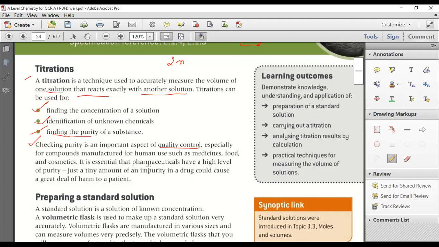It is essential that pharmaceuticals have a high level of purity. Just a tiny amount of any impurity in a drug would cause a great deal of harm to a patient. Now, suppose I say paracetamol or any other medicine, they should be pure. If there is any impurity in it, it is not a good sign. If medicines have some impurity, then it will create a new problem. Or if the medicine is not that pure, what will happen? It will not cure you properly. So in both cases, if some impurity is there, it can create a difference in the treatment of the patient. Clear?